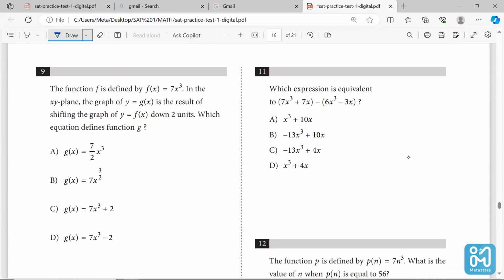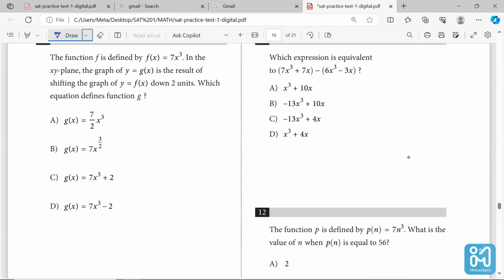Right. Question 9. The function f is defined by f of x equals 7x squared, or cube. In the xy plane, the graph of y equals g of x is the result of shifting the graph of f of x down 2 units.